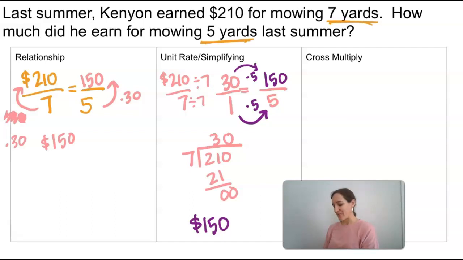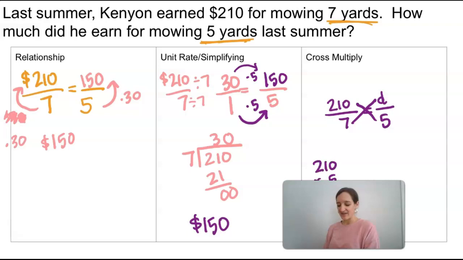Last one, cross multiplying. We have 210 over 7. That's equal to something over 5. Let's do a D for dollars. So if I cross multiply, 210 times 5 is 1,050. That's going to be equal to 7 times D.